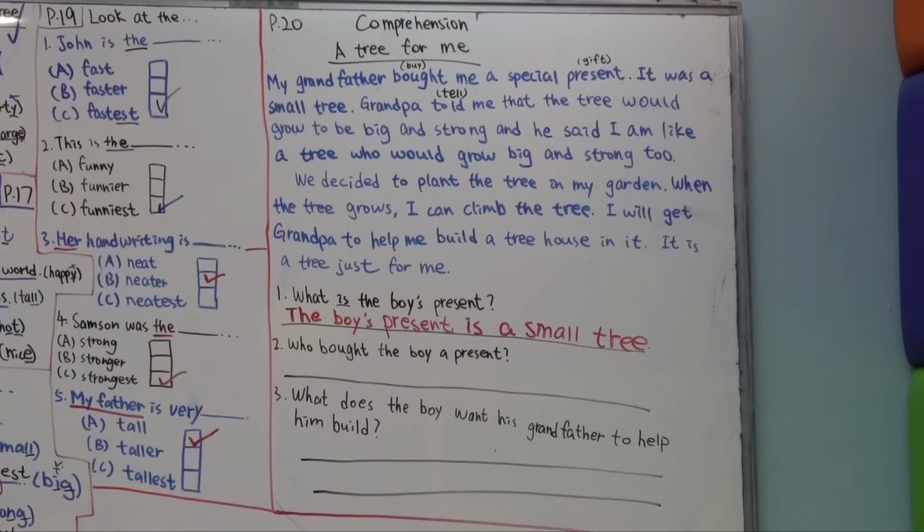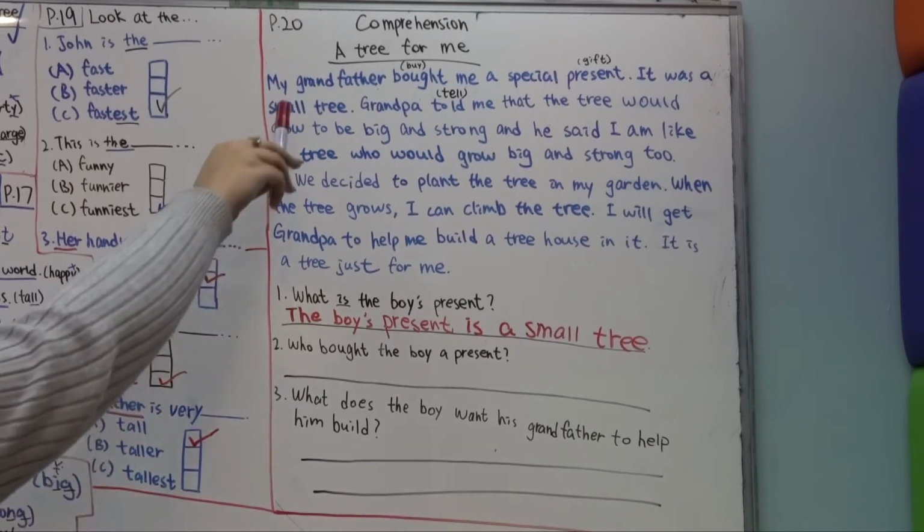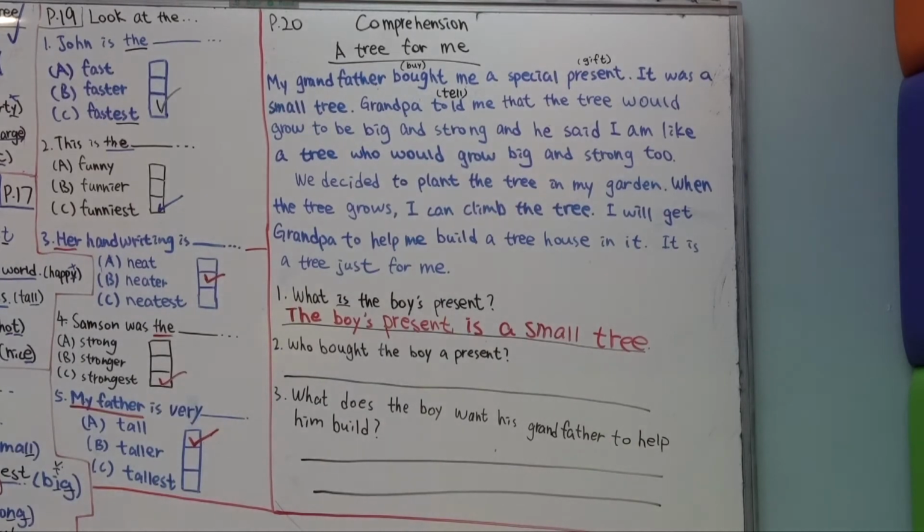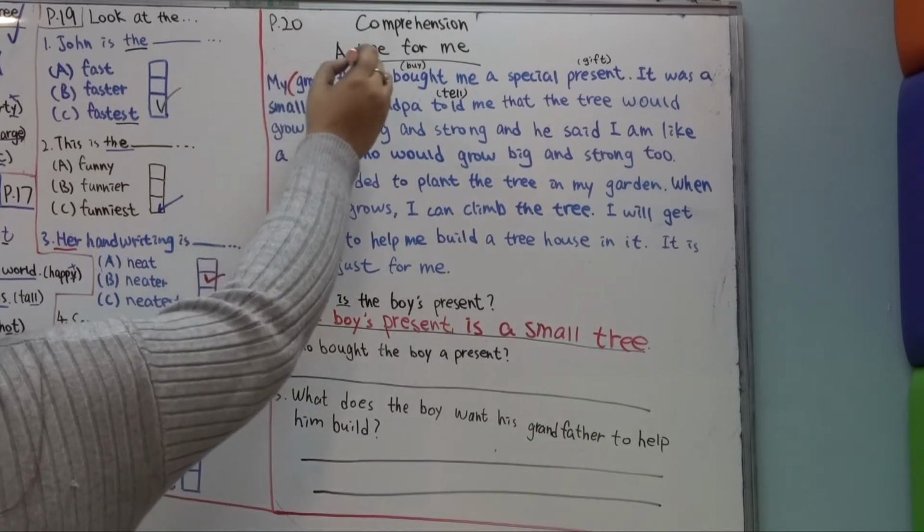The boy's present is a small tree. Okay, number 2. Who bought the boy a present? Who was that? Just look at the first line, you will know. My grandfather bought me a special present. So who is that? Grandfather, right?